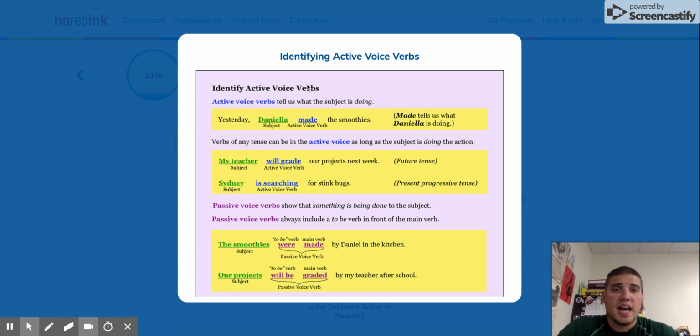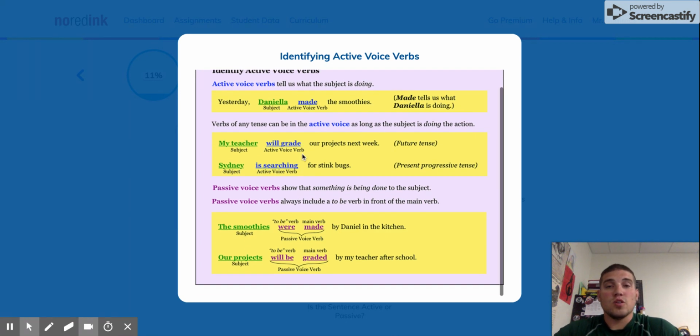Okay, identifying active voice verbs. Active tells us what the subject is doing. It's always about the subject or the main noun in your sentence doing something. Daniela made the smoothies. That's active because it's showing us what Daniela did. This is an active voice verb. It's something you can physically do. Verbs of any tense can be in the active voice. That means if it's past or present or future, it can be active voice.